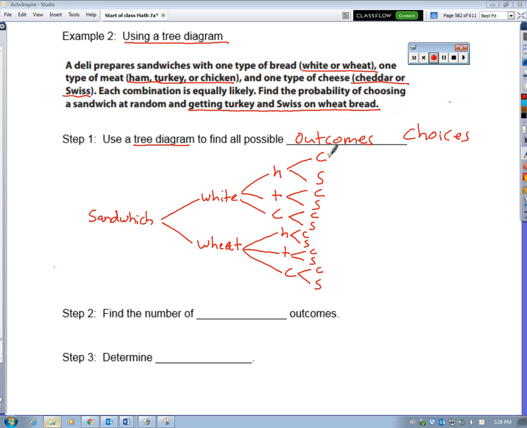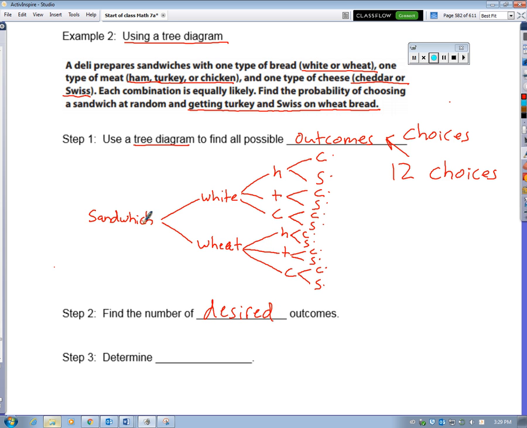So now if we count up each one of these, this will tell us our total possible outcomes, our total choices for sandwiches. So we have 1, 2, 3, 4, 5, 6, 7, 8, 9, 10, 11, 12. So there are 12 possible choices. 12 possible outcomes. That's going to be the number on the bottom of our probability fraction.